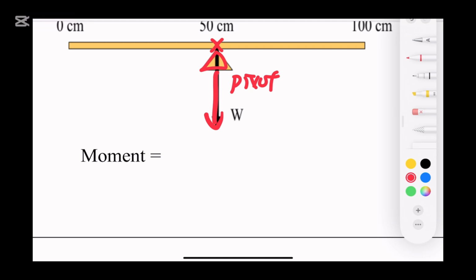So why is that so? Why is it that the weight does not generate any moment? It is because the perpendicular distance is 0. Moment, as we know, is force times the perpendicular distance. In this case, the force we are talking about is the weight of the ruler or the plank itself, and the perpendicular distance happens to be 0 because the pivot is directly below the center of gravity.